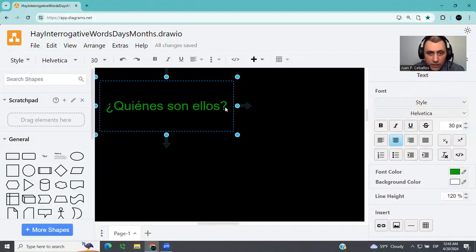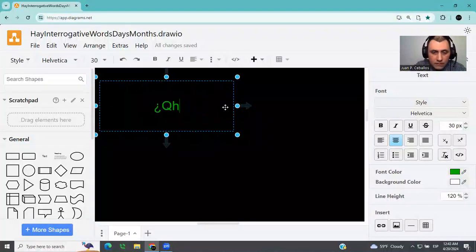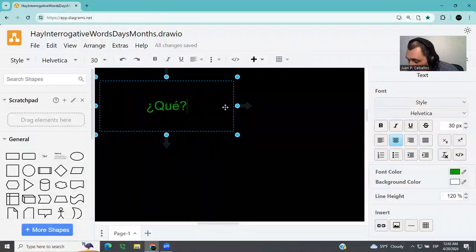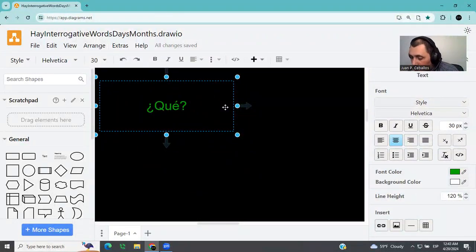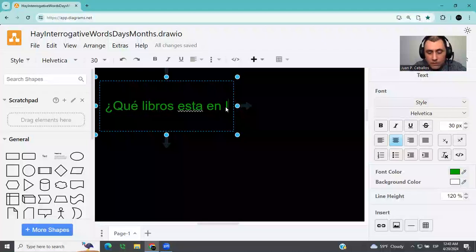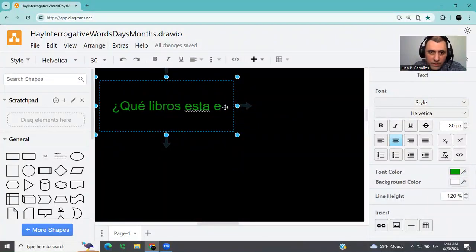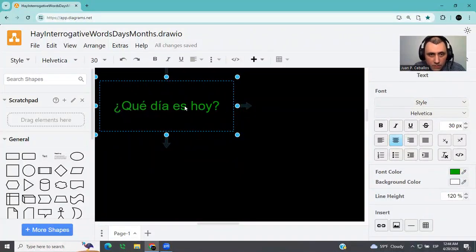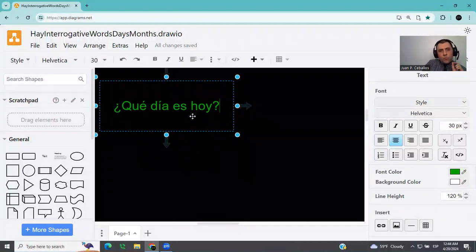Good. Now, the next one is qué. Qué means what. An example of this would be ¿qué libro está en la mesa? Or let me give you another one. ¿Qué día es hoy? This is what day is today. Yes, hoy.